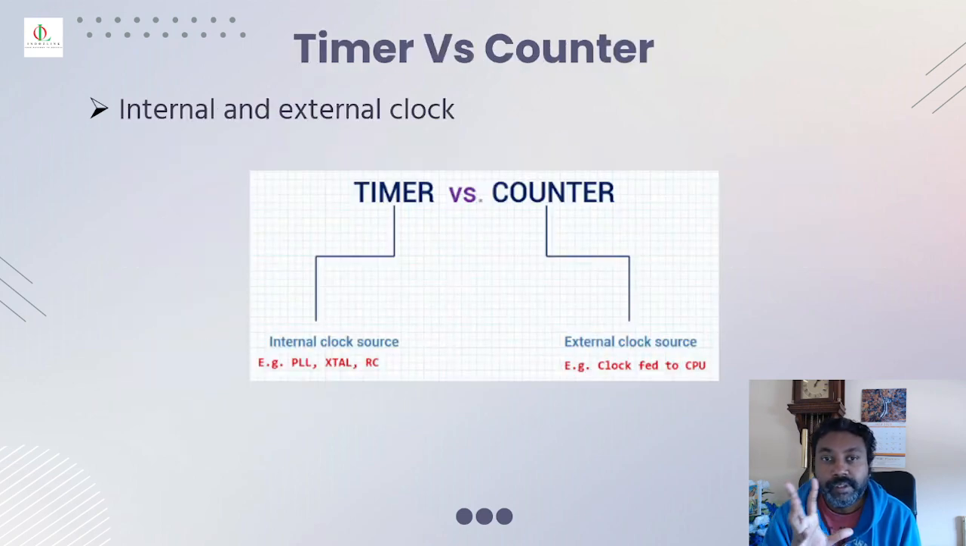When you compare a timer with a counter, a timer is an internal clock source, whereas a counter is an external clock source. For example, the internal clock source can be a phase lock loop (PLL), and it has its own crystal oscillator. So that is the timer, because it lives inside the microcontroller and doesn't need any external clock source, whereas the counter can be fed from an external clock source. So that's the basic difference between a timer and a counter.